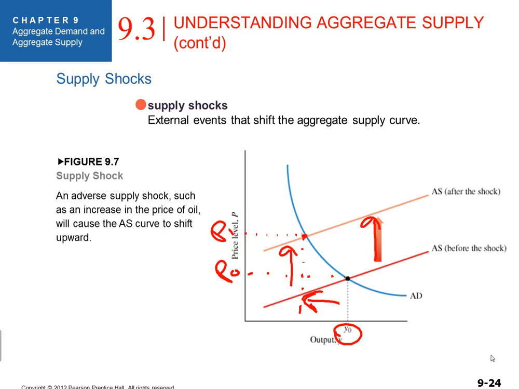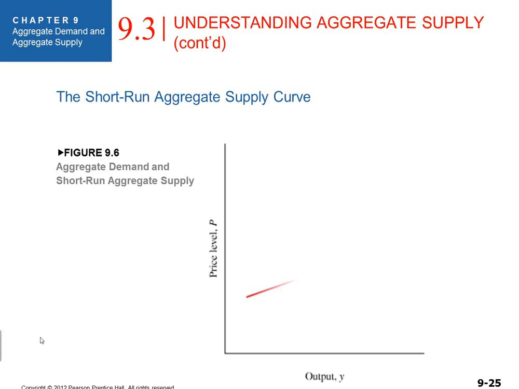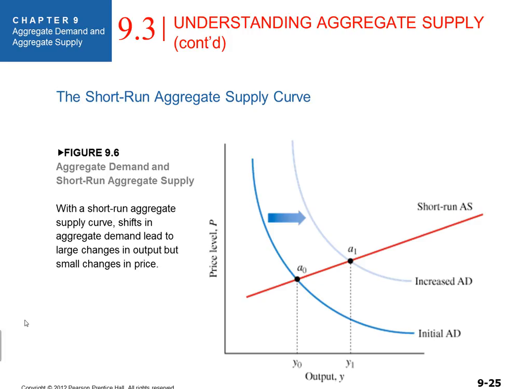In economics we have a special name for it, and it's called stagflation. It's a decrease in real output with increasing prices. People were essentially being laid off or working fewer hours, and at the same time there were price increases. That's called stagflation. Now I'm going to show you a graph again just to remind you.